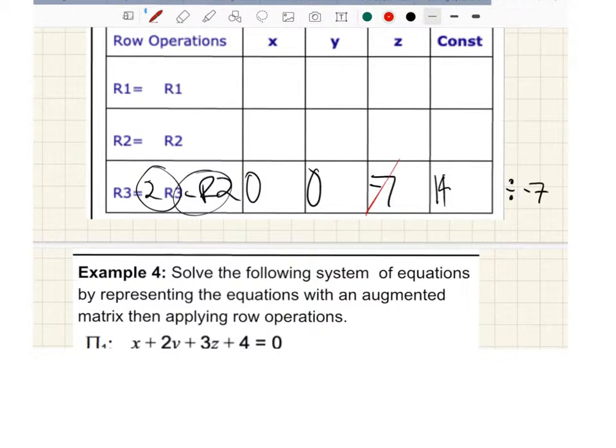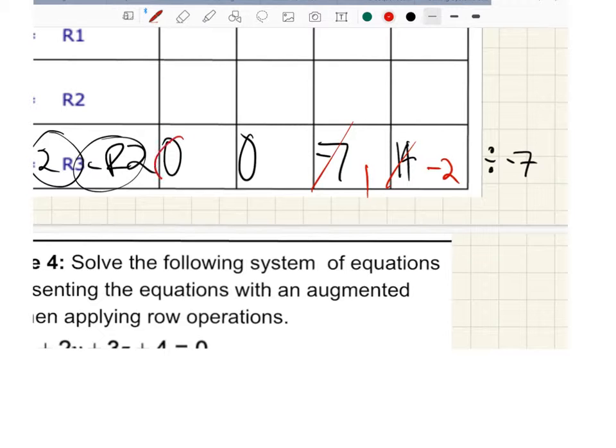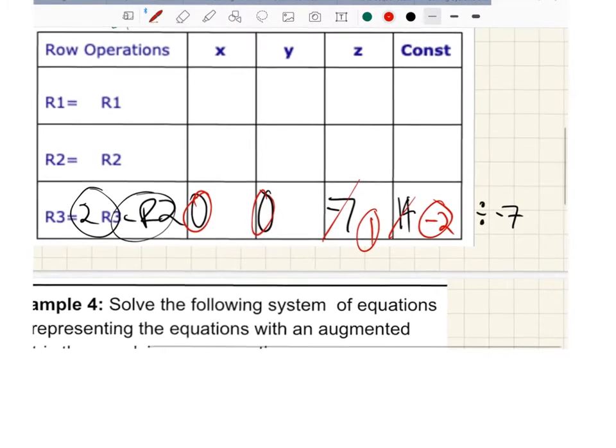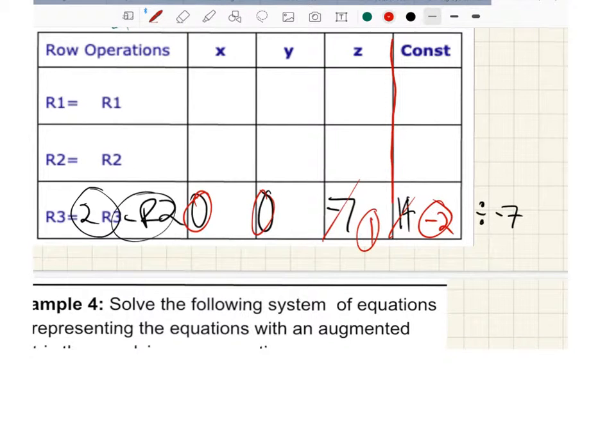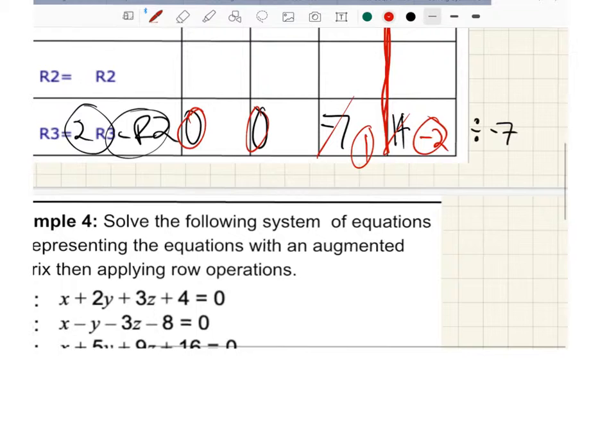So then that's going to be negative 7 divided by 7, which is 1. 14 divided by negative 7 is negative 2. So now I've got 0, 0, 1, and negative 2. Remember that this right here represents an equal sign. Okay, that's an equal sign. So that means that 1z equals negative 2.